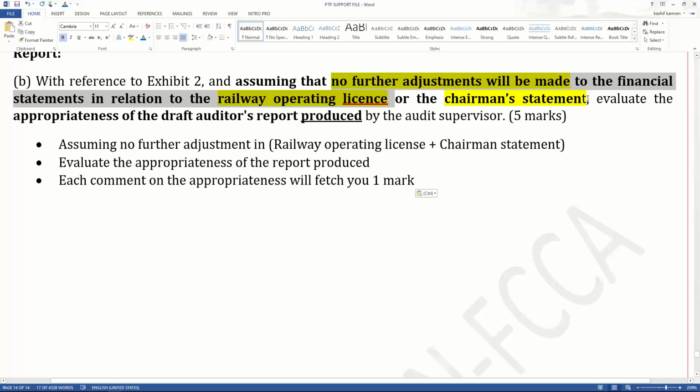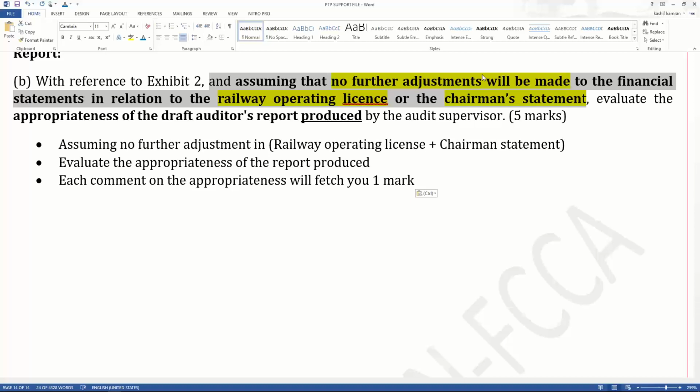Assuming no adjustment is made to the chairman's statement and to the railway operating license, does that mean management is reluctant to give a disclosure of the going concern problem? And does that mean that the management is reluctant to rectify the chairman's statement? Right? Everyone?